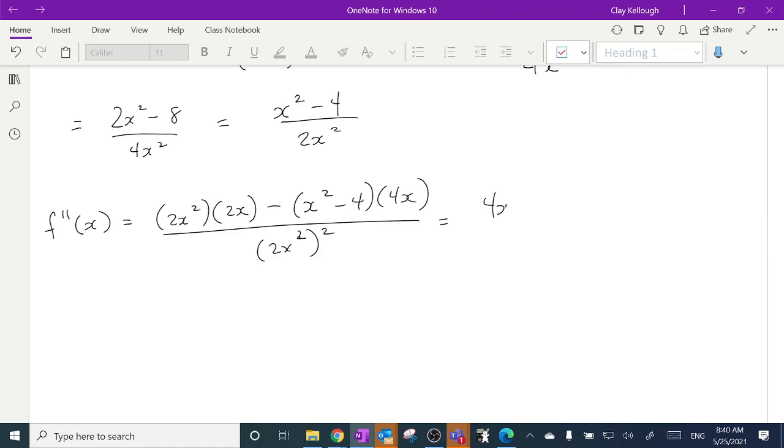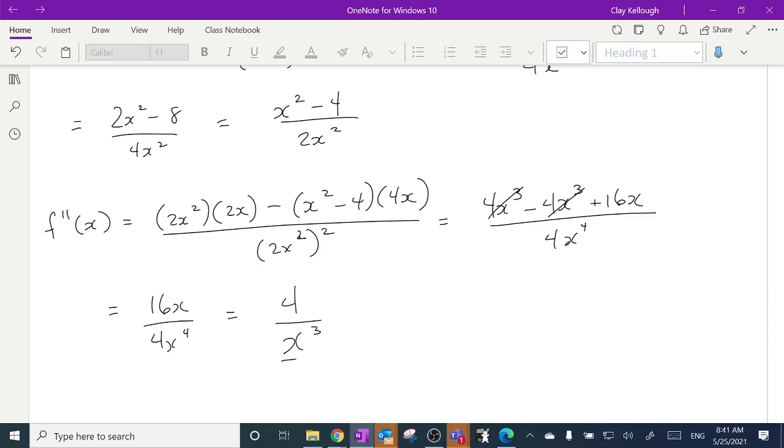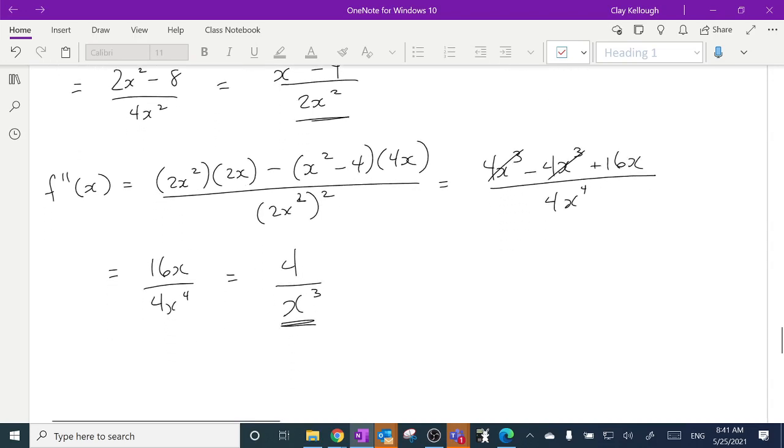That's going to be 4x cubed on the left side here, minus another 4x cubed, plus 16x, all divided by 4x to the 4. Well, those actually do cancel. So I'm looking at 16x over 4x to the 4, which I can simplify down to 4 over x cubed. So there we go. We have a first derivative, we have a second derivative. If I was looking for critical values, I'd be using the first derivative. I'm looking for concavity tests, so I'm doing the second derivative.